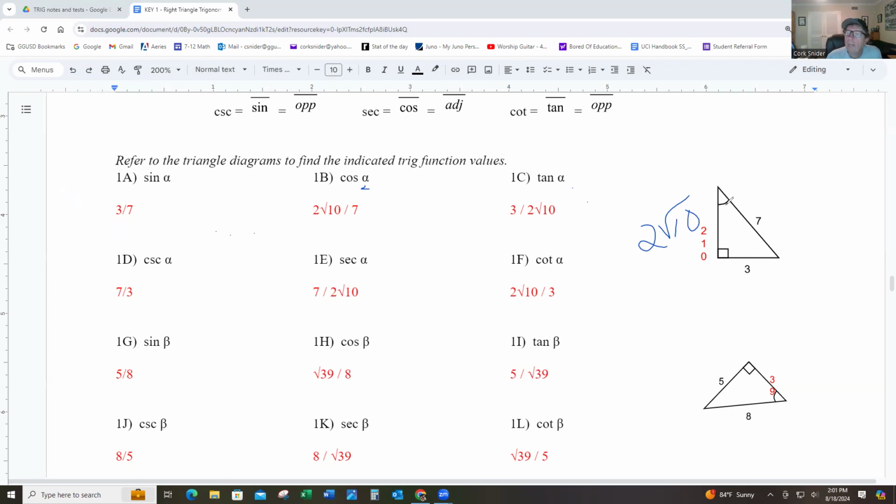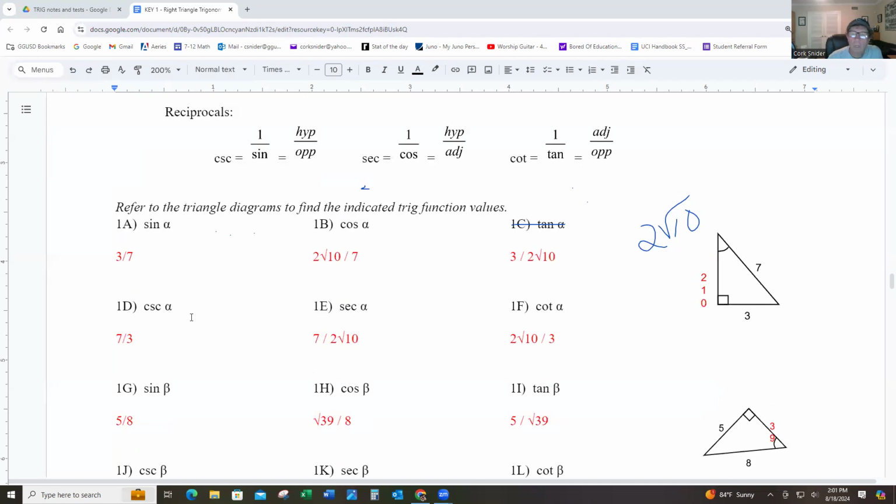The tangent of alpha, tangent is opposite over adjacent. So that's 3 over 2 rad 10, as you can see right there. The cosecant of alpha is hypotenuse over opposite. So here we go, the hypotenuse of 7 over the opposite 3. It's just the inverse of the sine. And then the secant of alpha, 7 over 2 rad 10, no problem there.